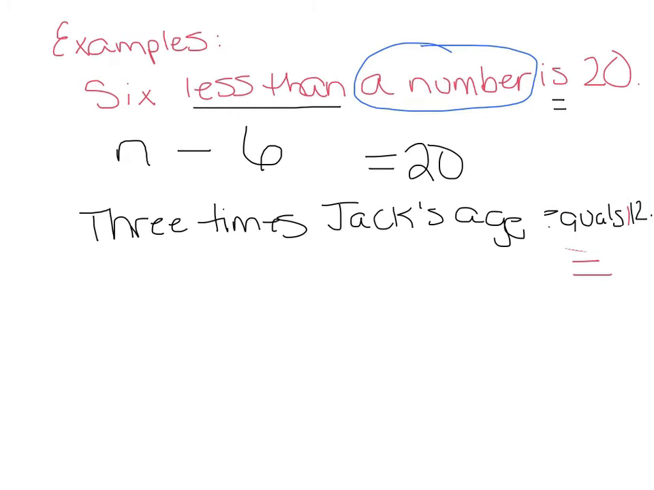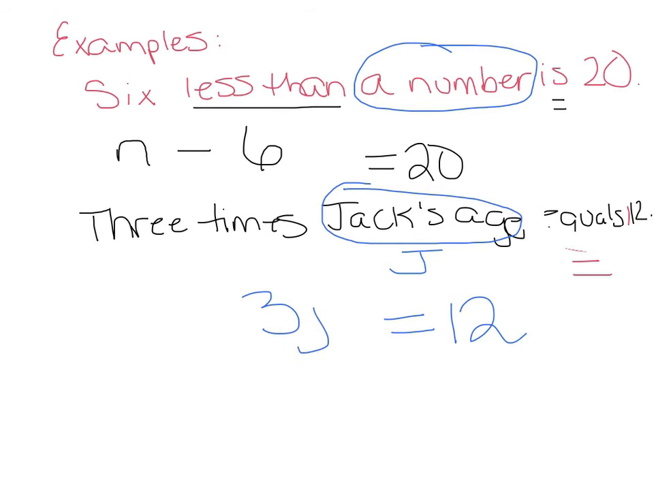Okay, what is our variable? Our variable in this case, what do we not know? It says 3 times Jack's age. What we don't know is Jack's age. So let's call that our variable. Let's call it J for Jack. It says 3 times Jack's age equals 12. So we know this last part is equals 12. That's easy. Then we take Jack and times it by 3. So 3J equals 12. That's your equation.